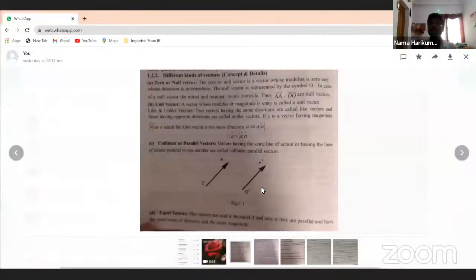Whose modulus or magnitude is unity. So unity means both vectors are equal. That is a unit vector.